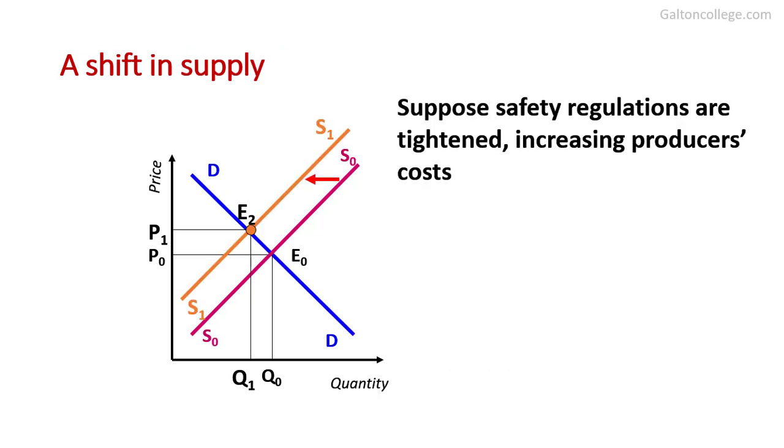Suppose safety regulations are tightened, increasing producers' costs. Well, if costs have increased, then the supply curve will move to the left. Now, the government's insisting upon better safety regulations, so the price is going to rise. We can see that the equilibrium moves from E0 to E2. And the quantity traded on the market will fall because now it's more expensive. More safety regulations means the price is increased to P1, so less is going to be traded.